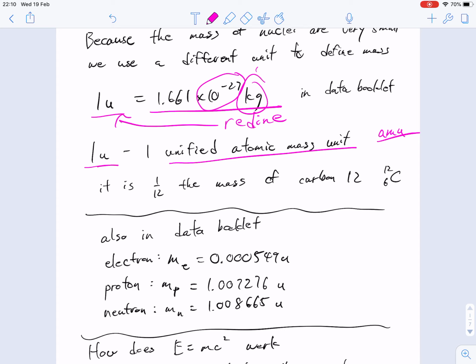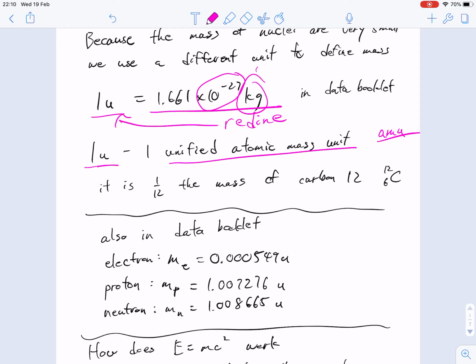The amu, or the u, unified atomic mass unit, was defined using carbon-12, the most common version of carbon that we have here on Earth. If you look at that, it's 1/12 the mass of carbon-12, which actually means, if you think about it, there are 12 nucleons. And if it's 1/12, it's roughly one nucleon that one amu is supposed to represent. So it's either one proton or one neutron.